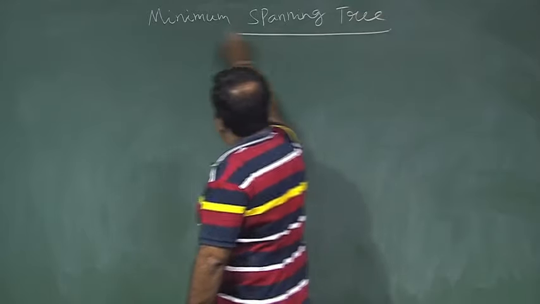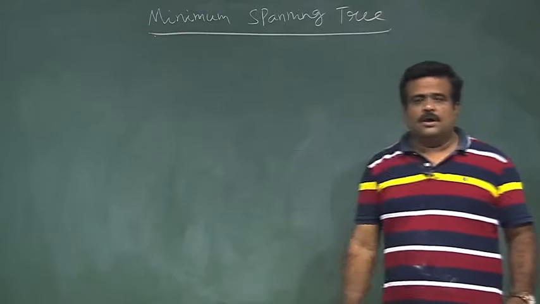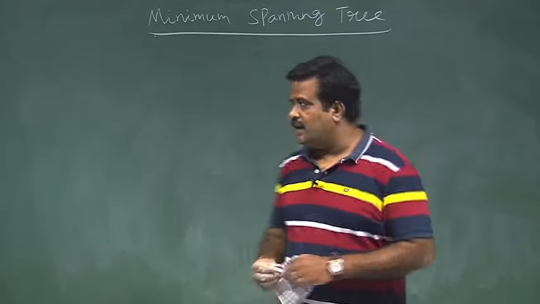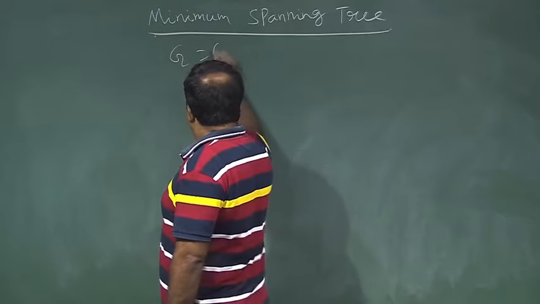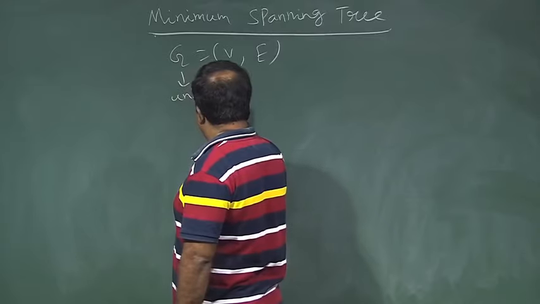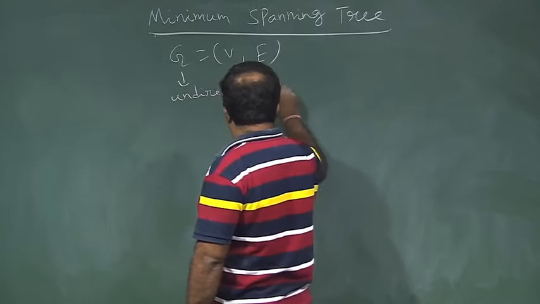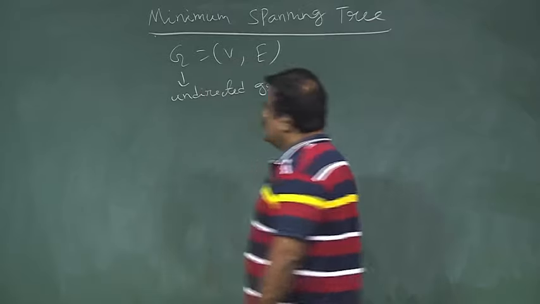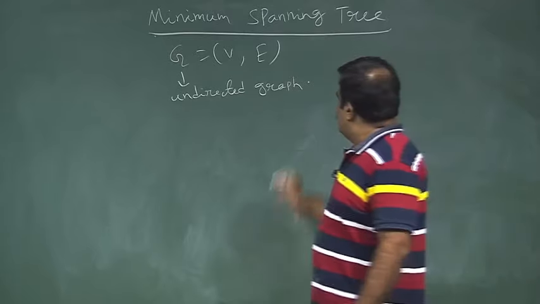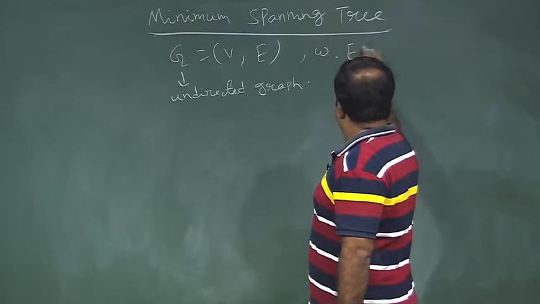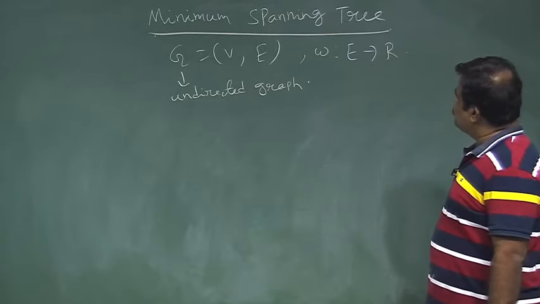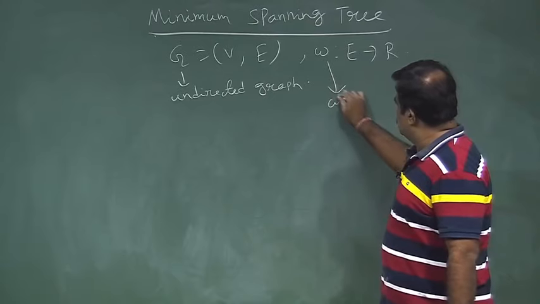Minimum spanning tree problem. So, for this, what is the input? The input is an undirected graph G, and we have an edge weight on each edge. So, we have a weight function W, which maps E to R. Okay. So, W is a weight function.